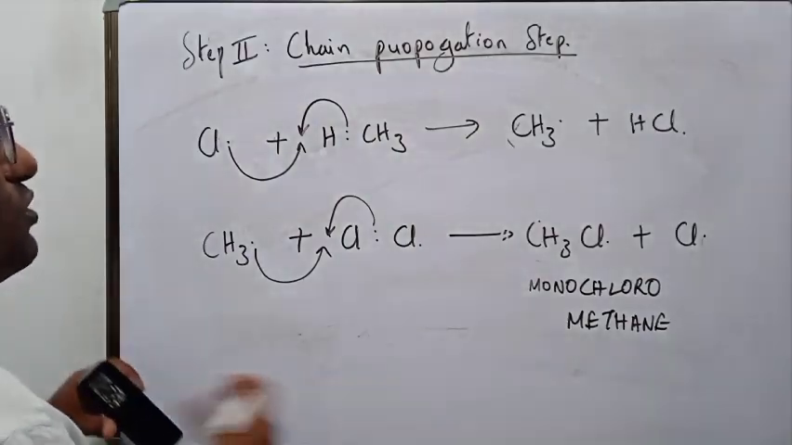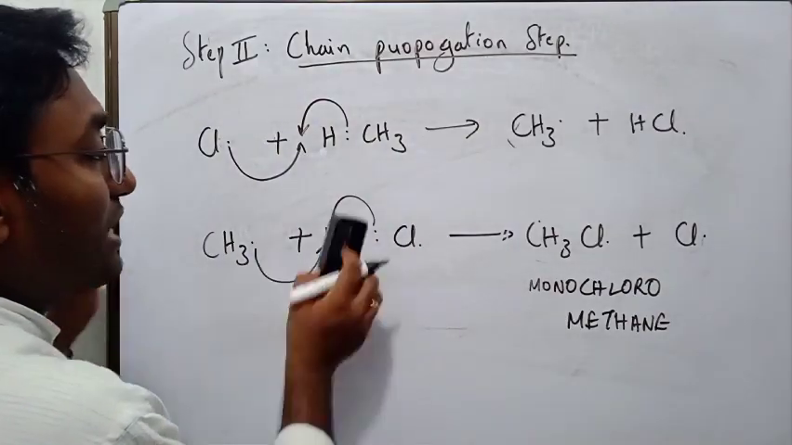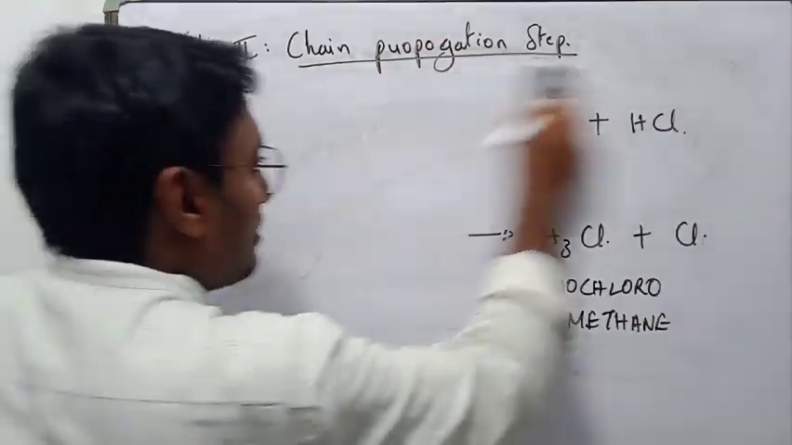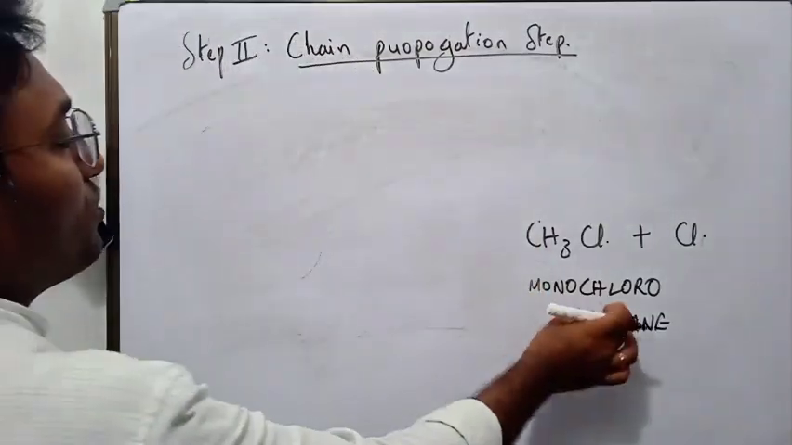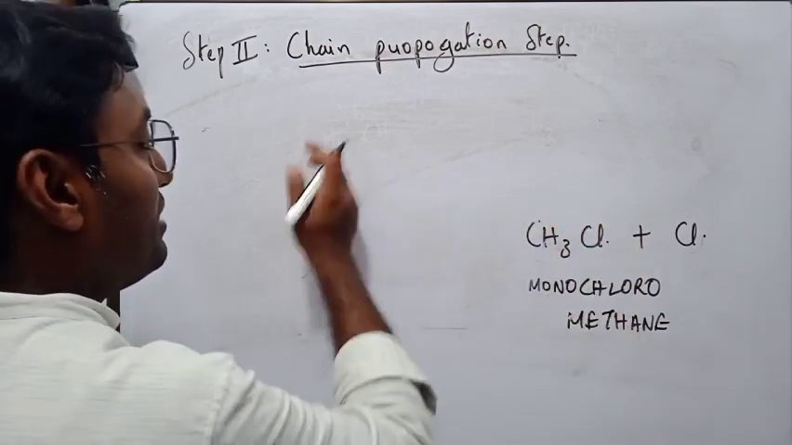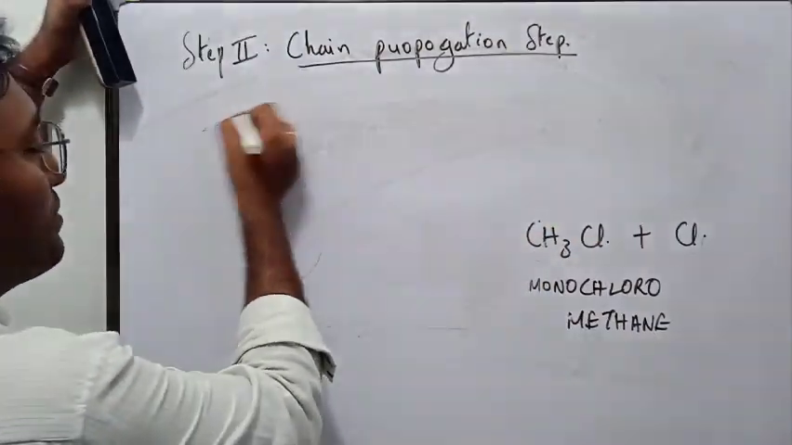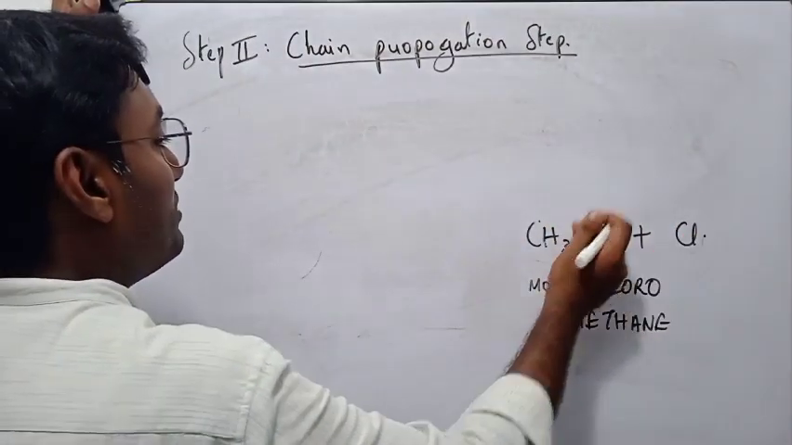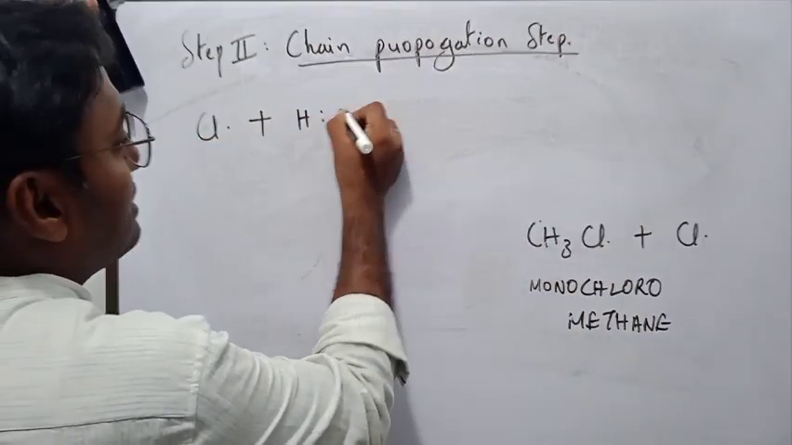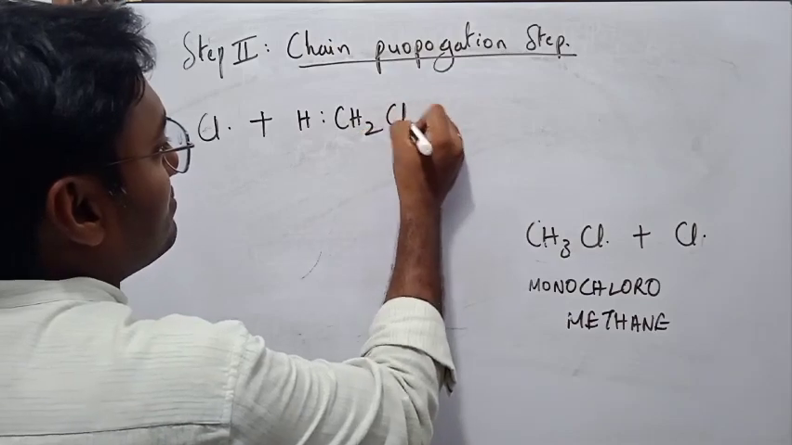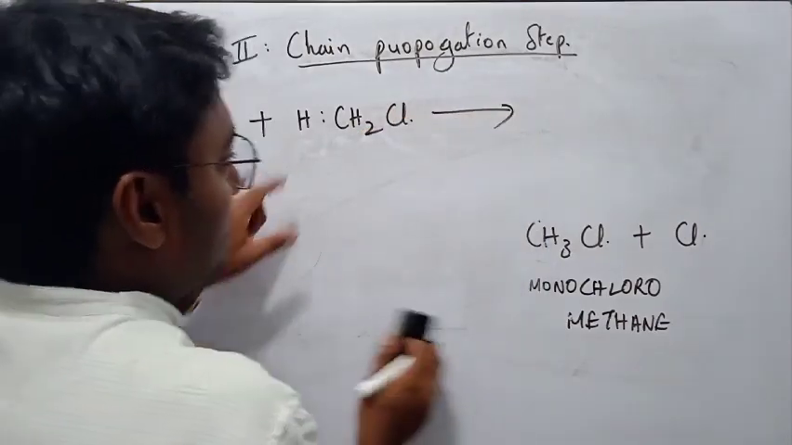Let's go to the formation of dichloromethane. As I said, when methane concentration becomes less and monochloromethane concentration becomes high because of this cycle, the next probability is that the Cl radical will attack CH3Cl. So what happens here? I am writing CH3Cl like this. Okay, it's one and the same thing. I have written the H here.